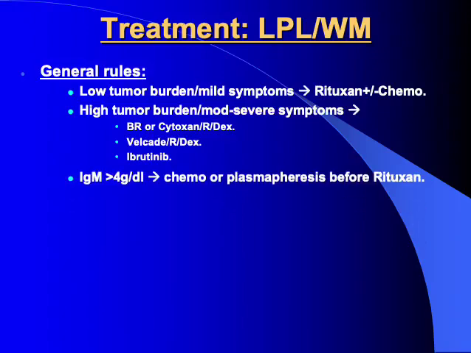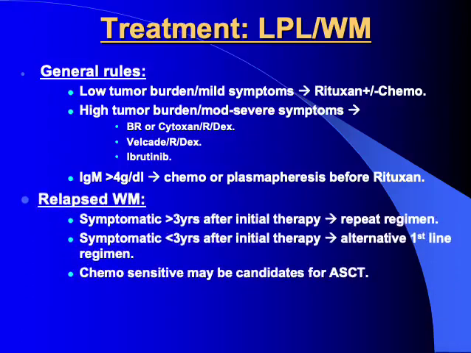For patients with a very high level of monoclonal IgM, more than 4 grams per deciliter, those patients we treat with chemotherapy or plasmapheresis to remove the IgM from the plasma before rituximab, because it could aggravate the disease if we give rituximab upfront. So plasmapheresis or chemotherapy first, then rituximab. Relapsed disease, we could treat with the same regimen or a different type of chemotherapy.